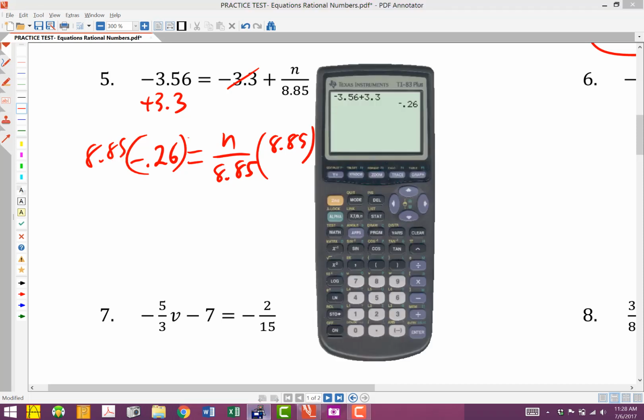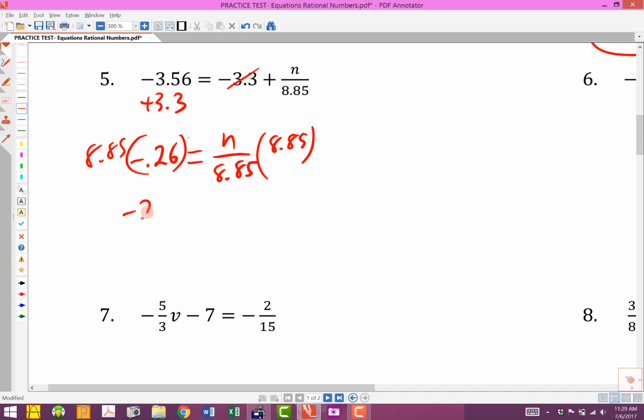Grab the calculator. So when we multiply, I'm just going to hit times 8.85. It's going to take that negative 0.26 and multiply that by 8.85, and we get negative 2.301. So negative 2.301 on this side and n over here. And remember, we want to round this to the nearest hundredth.